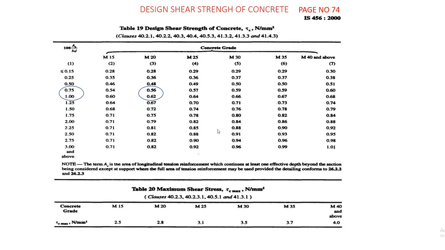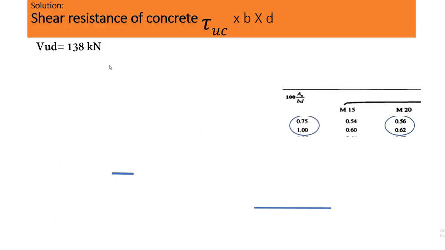Now let us start the example, right? First of all, according to the steps, if you have not seen my previous lecture, please see that lecture, because the steps for the shear design are given in that lecture. So please refer to it and start. Starting with step number 1, first of all, we have to calculate the shear resistance, right? The shear resistance is equal to shear stress multiplied by the area. The applied shear is 138 kilonewton, right?